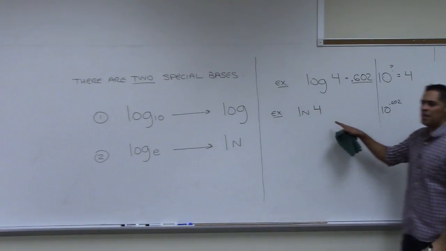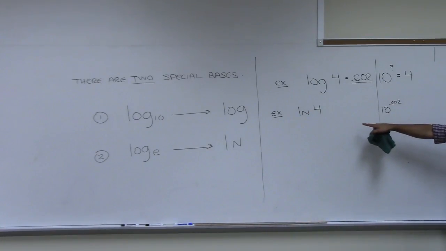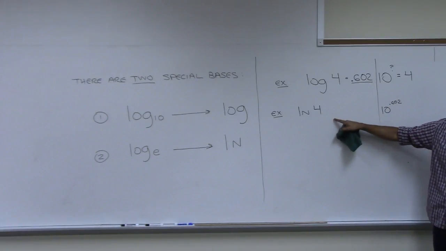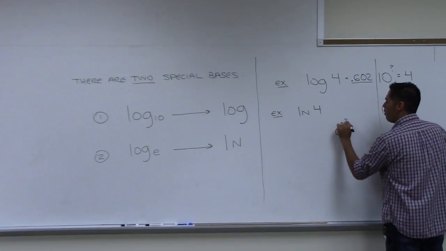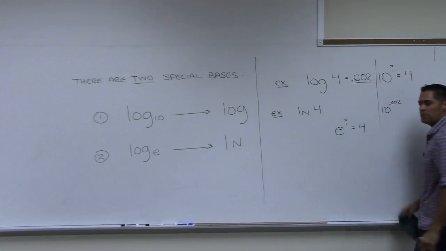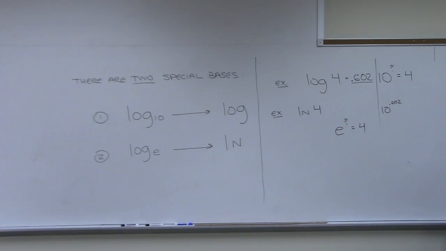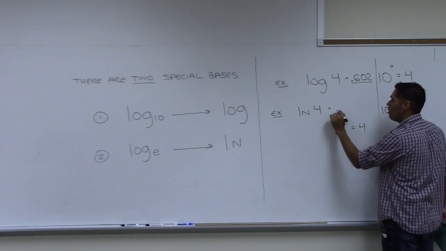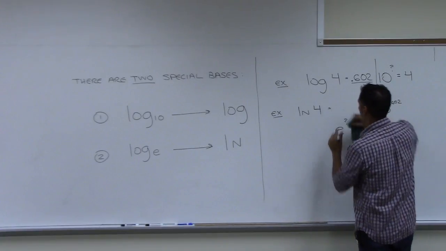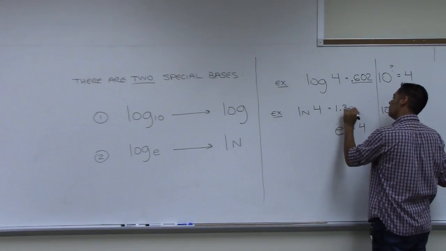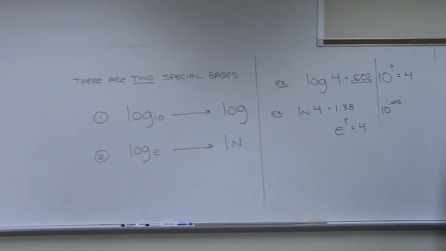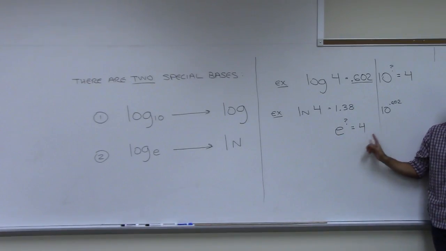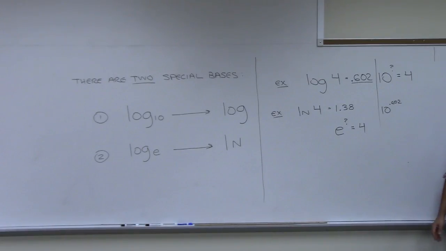So what is the question that this is asking? This was asking 10 to what power was 4? This is asking e to what power is 4? That's what that's asking. And the calculator says 1.38. Close enough? So if you took e and raised it to the 1.38, you should get something pretty close to 4. All right?